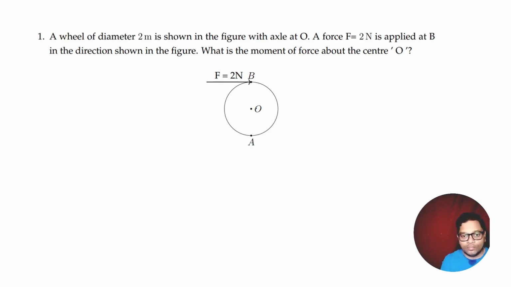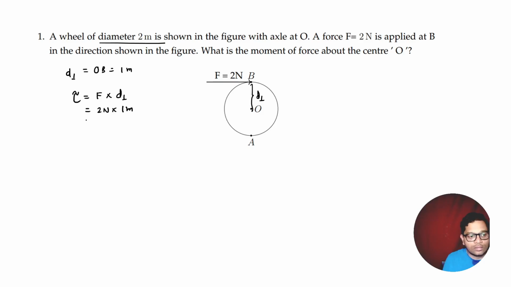So this is the axis of rotation. This is the point where the force is applied. Therefore, this will be the perpendicular distance. Since the diameter is given as 2 meters, the perpendicular distance, that is OB, will be equal to 1 meter. And torque, which is a product of force into the perpendicular distance, will be 2 Newton into 1 meter, that is equal to 2 Newton meter. One thing we need to understand is that the arrow mark indicates the direction in which it is going to turn. Therefore, this is going to be clockwise.